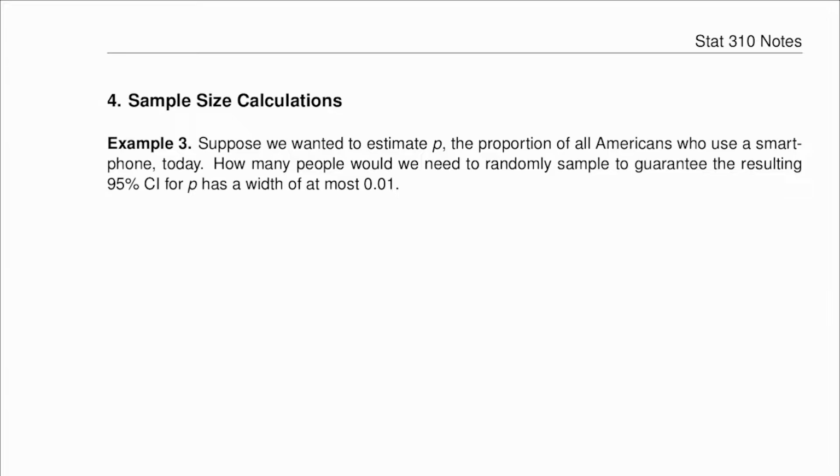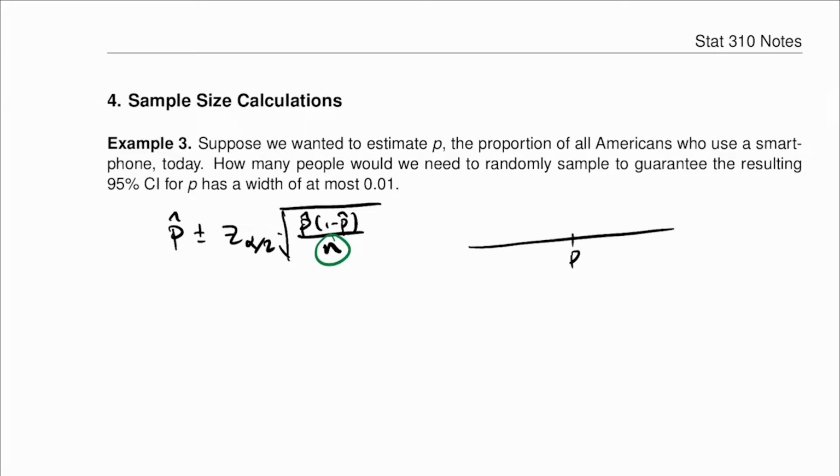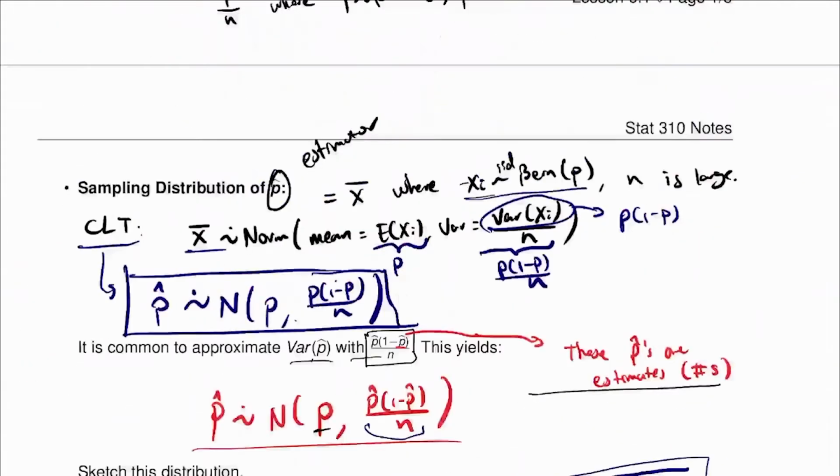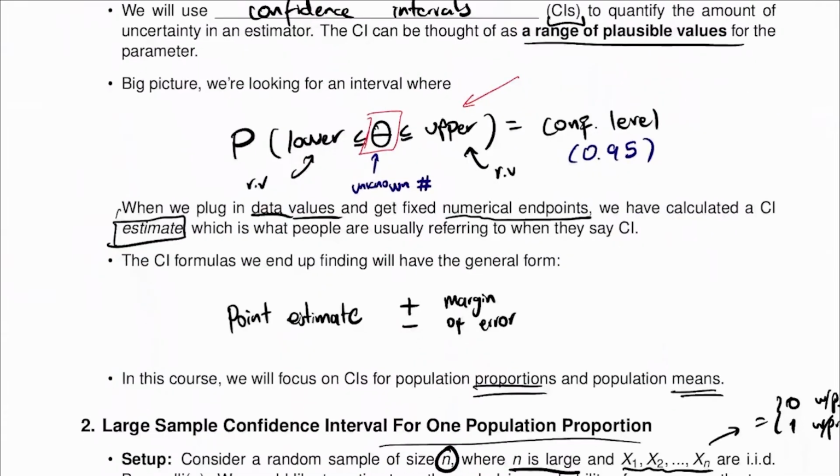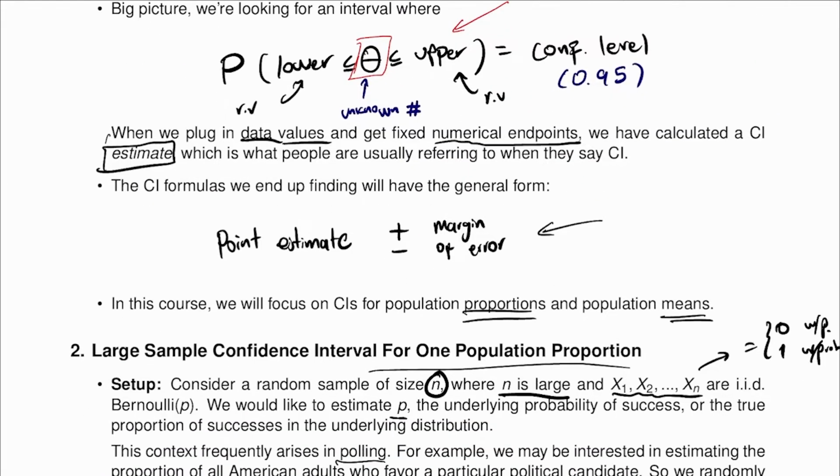Well, the general formula for our interval is P hat plus or minus the critical value times the square root of P hat times 1 minus P hat over n, right? And we want to calculate this n. Remember that we define the confidence interval to be the point estimate plus or minus our margin of error.